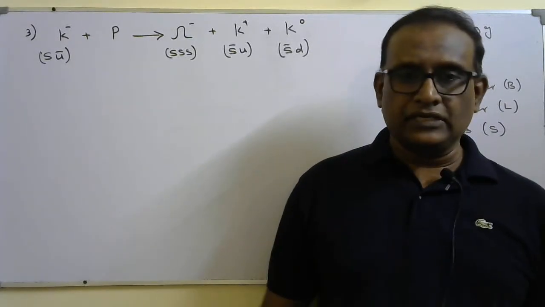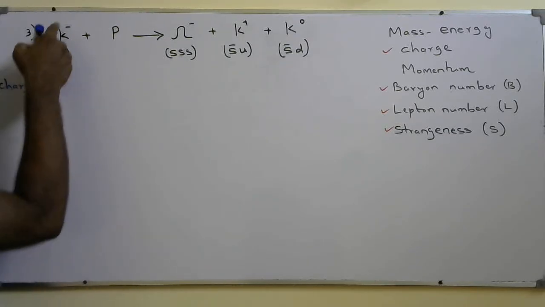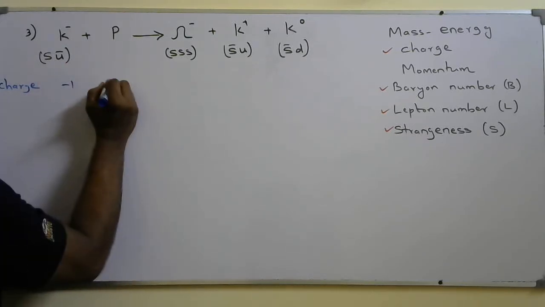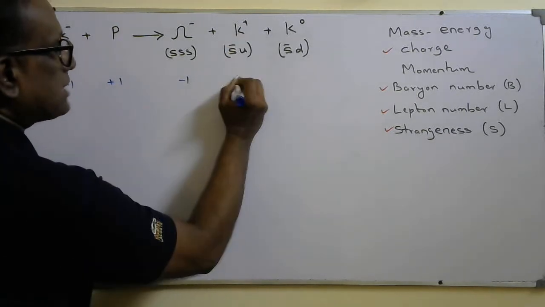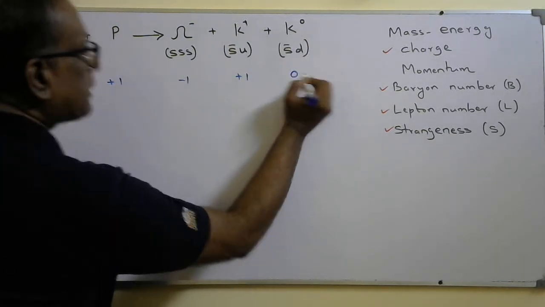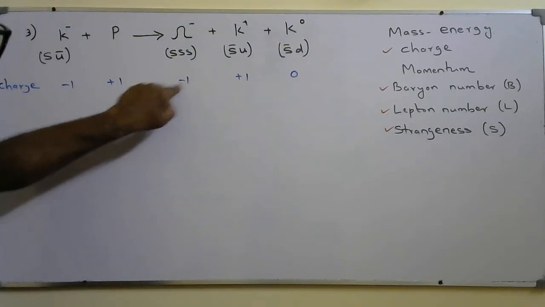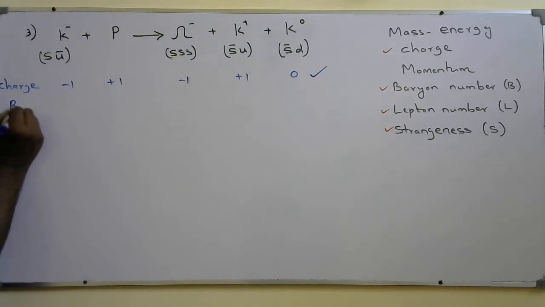Okay, third example. We'll check whether this reaction is valid based on these factors. Charge. K minus, minus means minus 1. Proton, we know it's a positive charge, plus 1. Omega minus means minus 1. K plus means plus 1. K0 means 0. Before interaction, minus 1 plus 1, 0, when you add the total charge. After interaction, minus 1 plus 1, 0. So this is conserved.